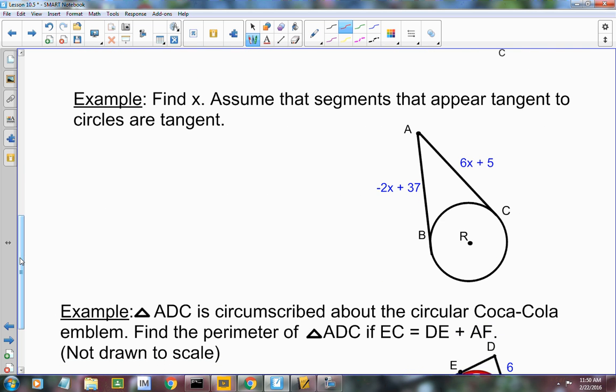All right, so we want to find x. Assume that segments that appear tangent to circles are tangent. So we can make an assumption here that these two look tangent. Yeah, it's kind of like an ice cream cone, right? You can see that these two are tangent. So since they're both tangent from the same exterior point, what's true about AB and AC? They're congruent to each other, okay? And so I can set negative 2x plus 37 equal to 6x plus 5. And so I add 2x to both sides, subtract 5 from both sides, and then divide both sides by 8, and x is 4.